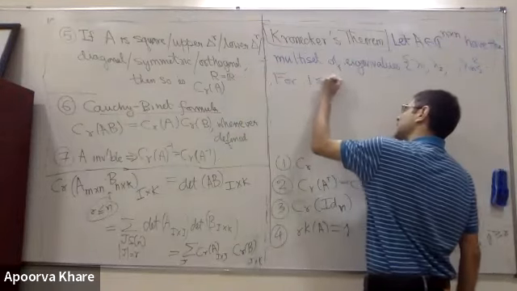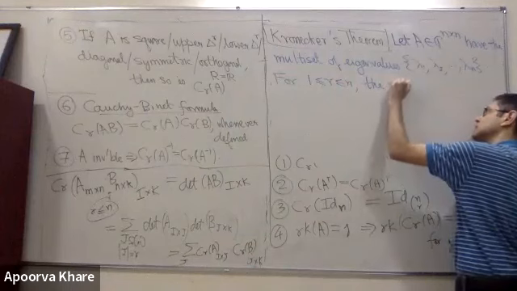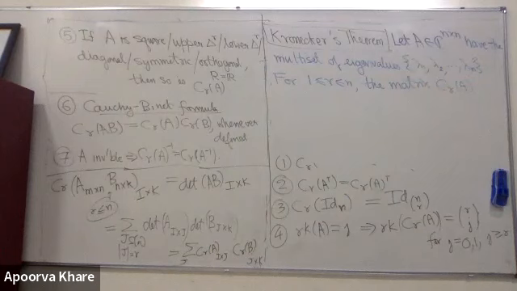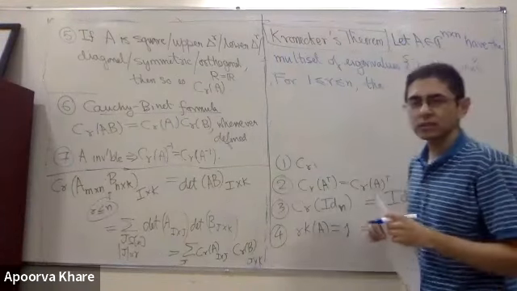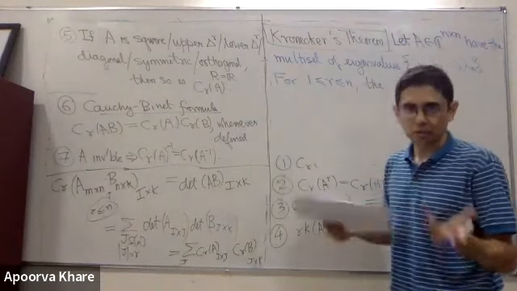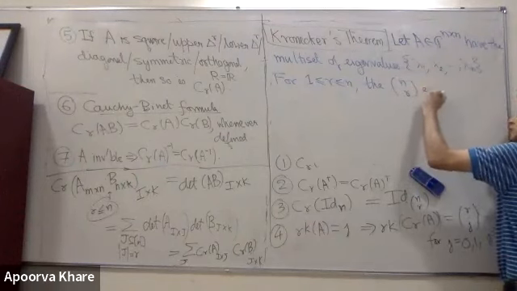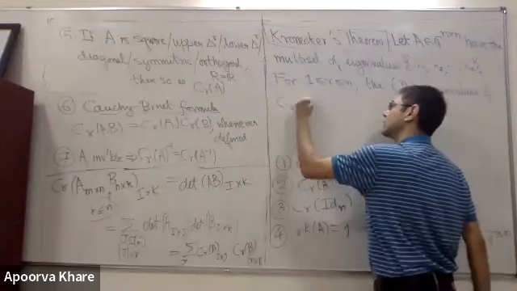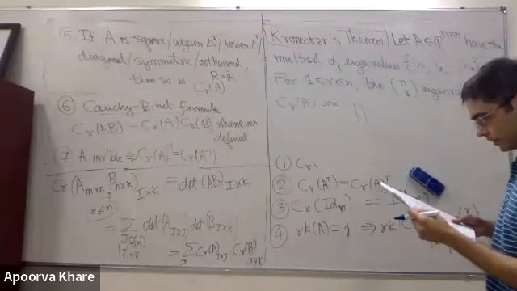For 1 less than or equal to r less than or equal to n, the compound matrix C_r of A has the following multi-set of eigenvalues. What is the size of the compound matrix C_r? It is n choose r cross n choose r, so there are that many eigenvalues. The n choose r eigenvalues of the compound matrix are the products over J in S.